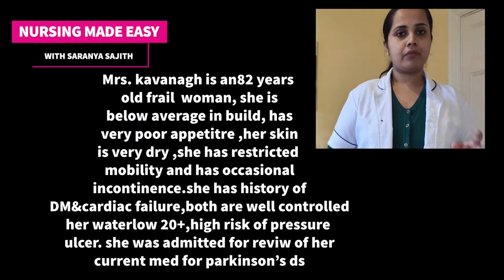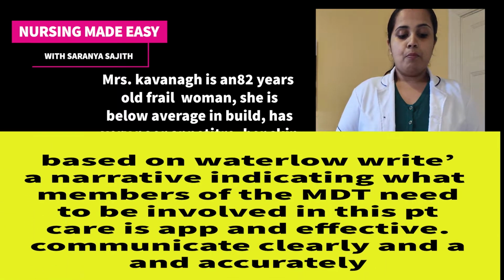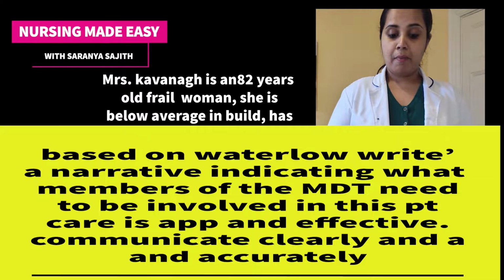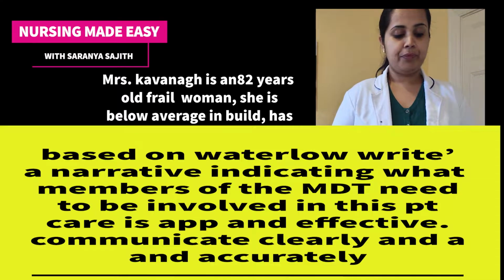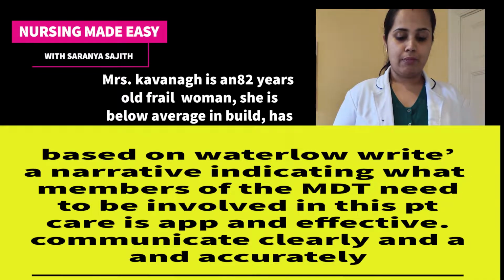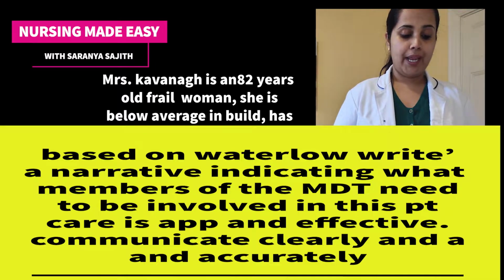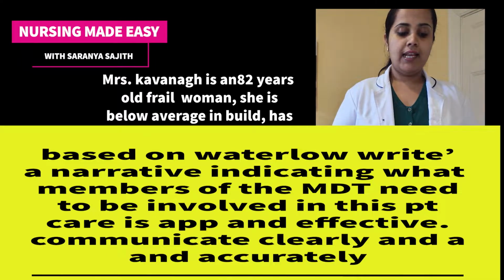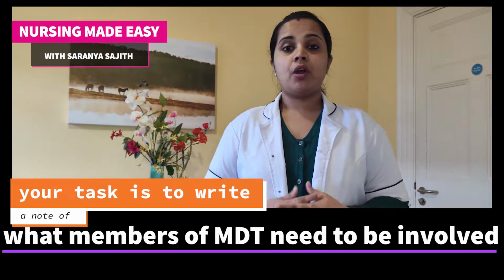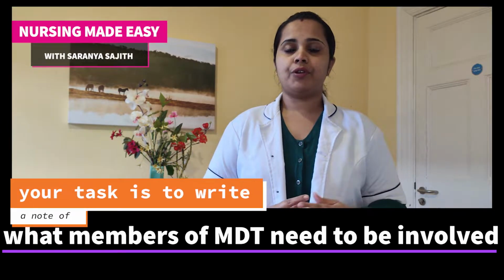That's the scenario. And your question is, based on the Waterlow score assessment and specific to the pressure area care of this patient, write a narrative indicating what members of the interdisciplinary team need to be involved in this patient's care, giving a reason for the choice made. To ensure care is appropriate and effective, communicate clearly and accurately in writing. That's your task. You saw the question, what is your task? Your task is to write what you have to do for this patient.